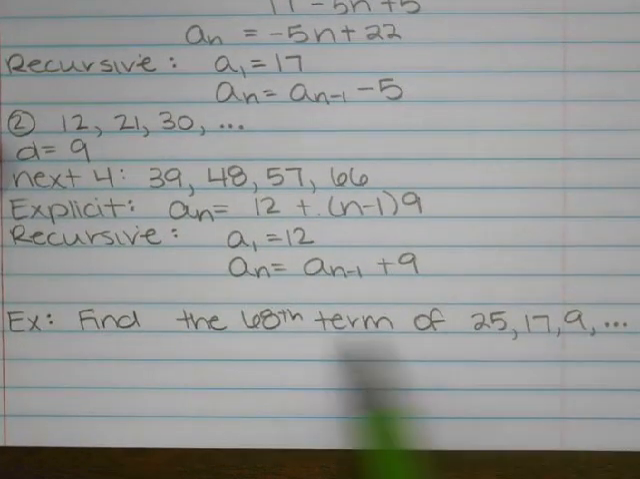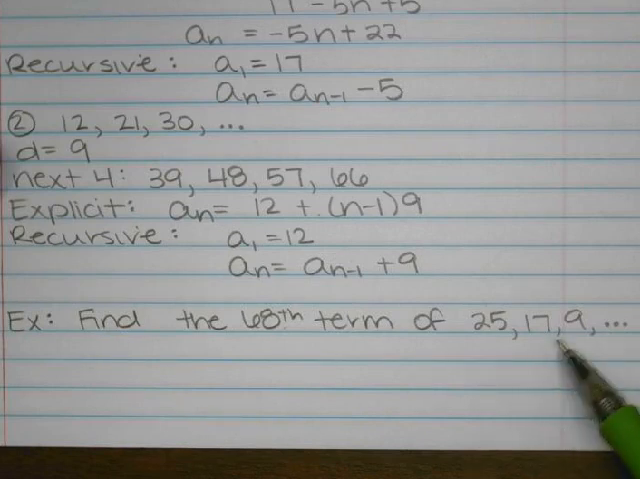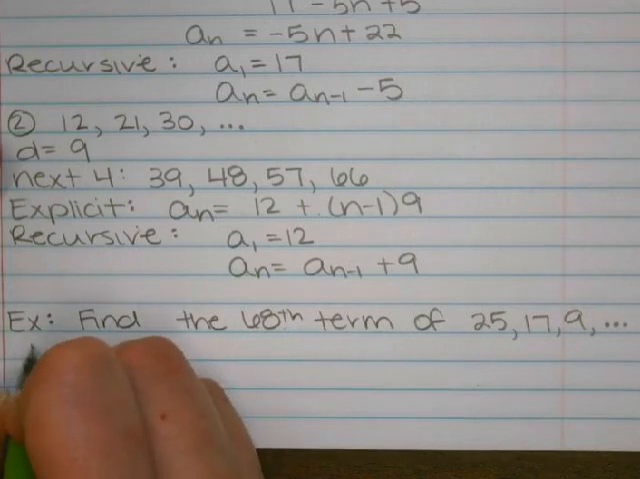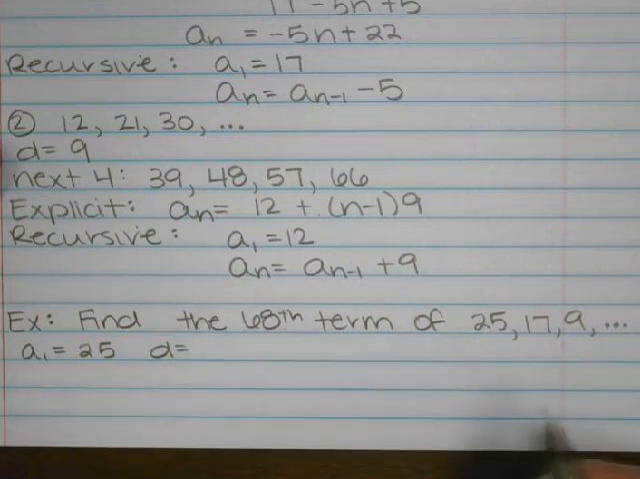So if I want the 68th term, then I need a formula to work with so that I don't have to just continue this pattern for 68 terms. And the formula that I'm going to want to work with is the explicit formula, because that's the type of formula that just allows me to plug in a number. If I use the recursive formula, then I have to find all 68 terms anyway. So I'm going to look for the explicit formula. For the explicit, I need the first term, which is 25, and I need the common difference.